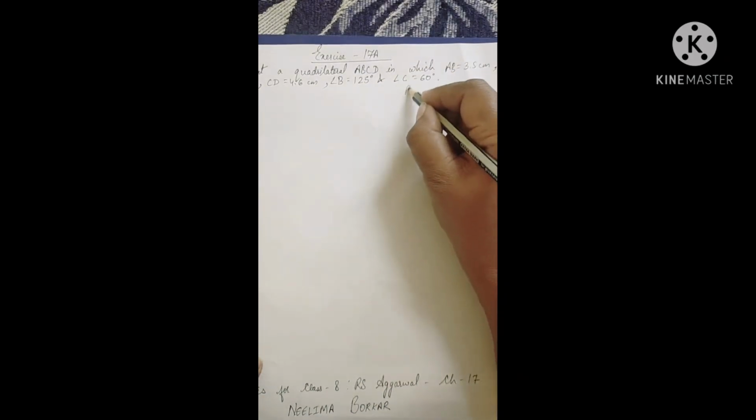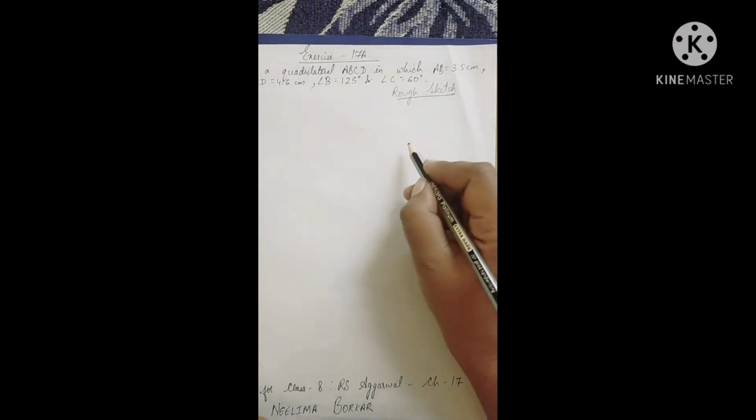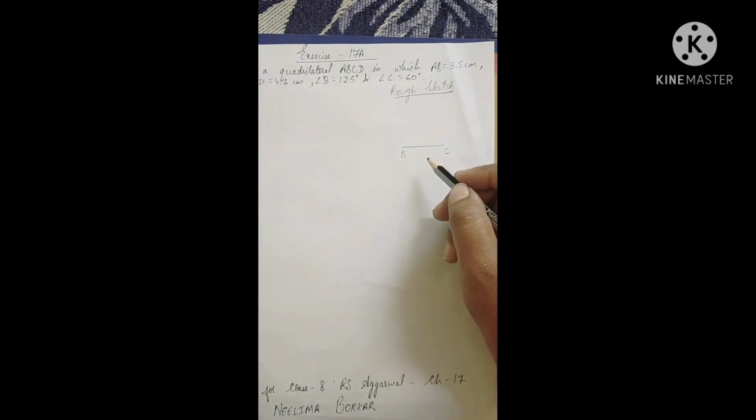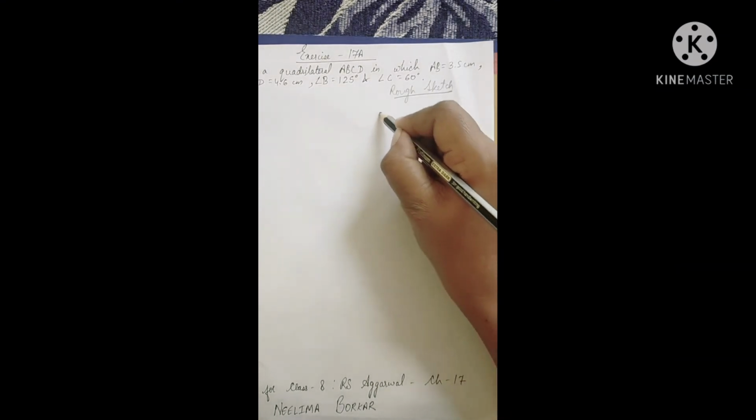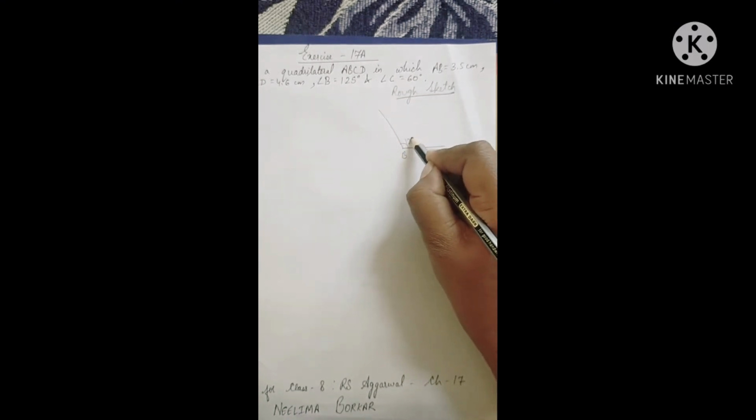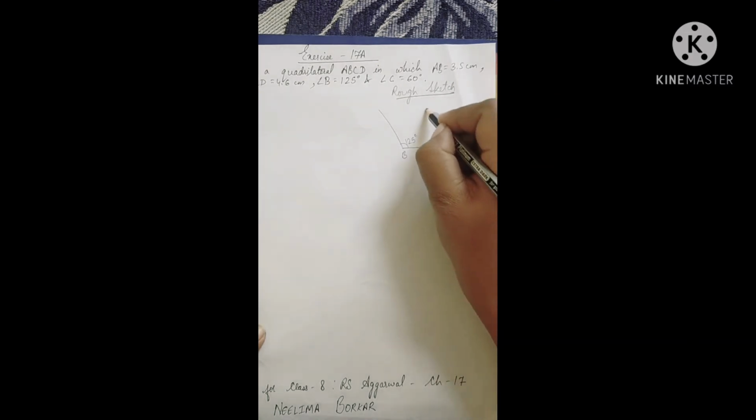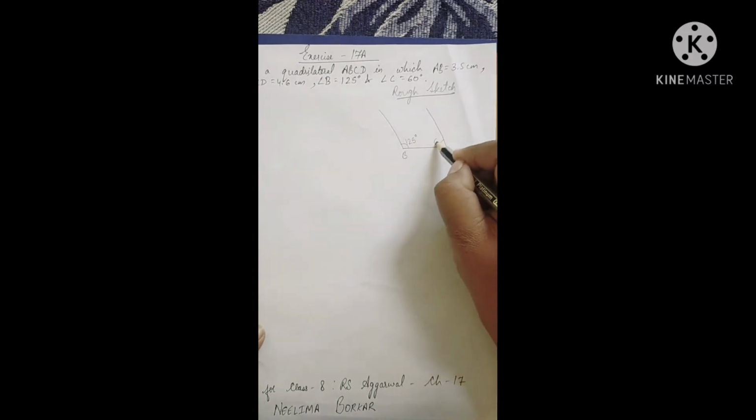So first of all we are going to make a rough sketch. For that we should make first base to be BC. Let's make BC as the base, and from B we want angle 125 degrees. So obviously 125 will roughly lie somewhat here. And from C we want 60 degrees. 60 degrees is less than 90, so it will be somewhat like this. So this is 60 degree.